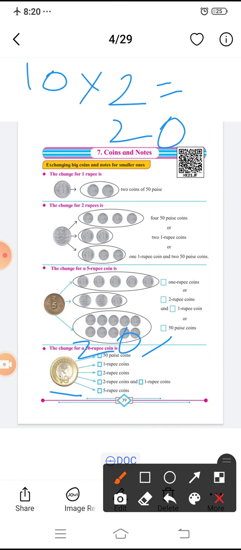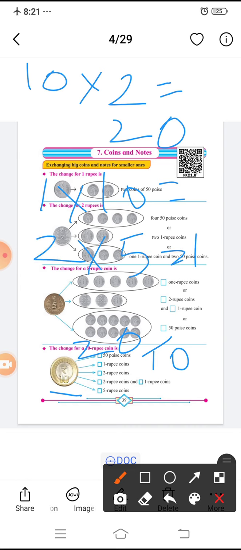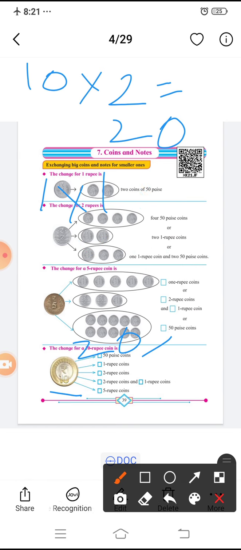Now how many 1 rupee you will need? 1 rupee के coin कितना चाहिए? Of course 1 rupee का 10 coins चाहिए. Correct? 10. Then 2 rupees का कितने coins चाहिए? That is 2 5s are 10. Correct? 5 coins.